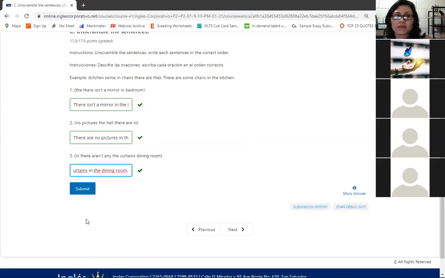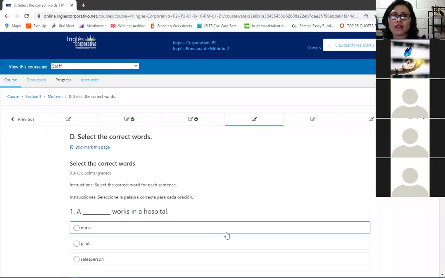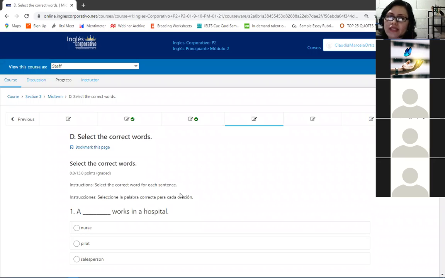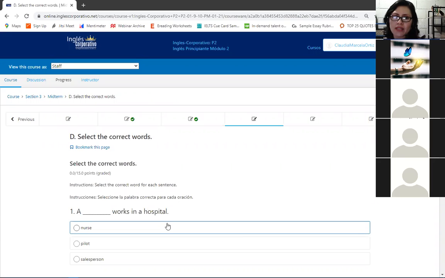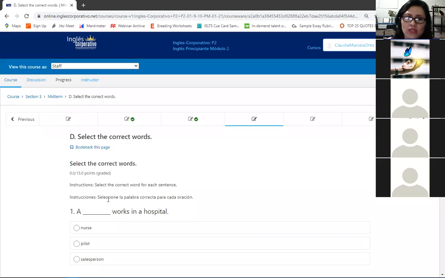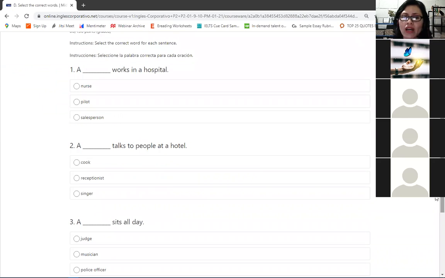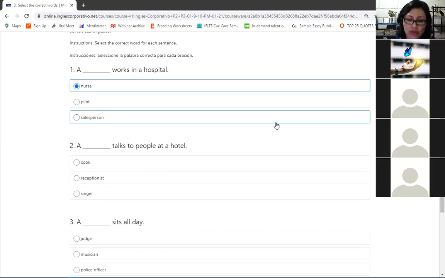Okay, very good. And then the next exercise, it says select the correct words, right? Instructions: select the correct word of each sentence. Here we have a vocabulary about the jobs and professions we studied, because that's what we were studying during the week. And then it says, a what? Pilot, nurse, or salesperson? Nurse. Very good. A nurse works in a hospital.